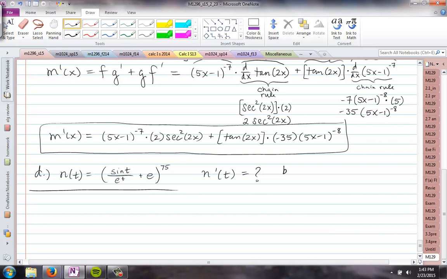So the big picture here is we have a composite function, and for composite functions we have to use the chain rule. So let's start working on that.